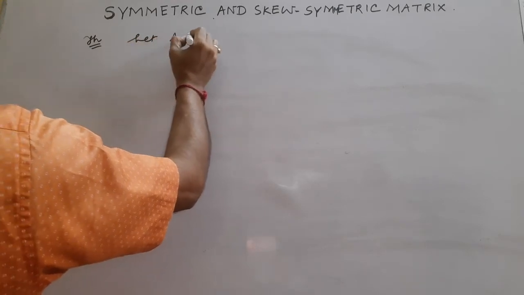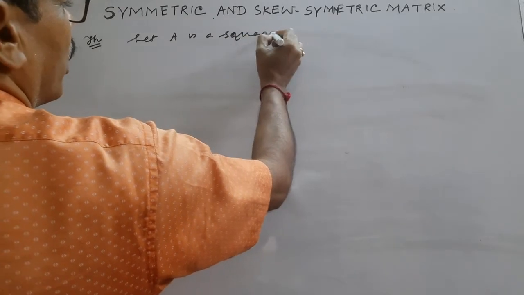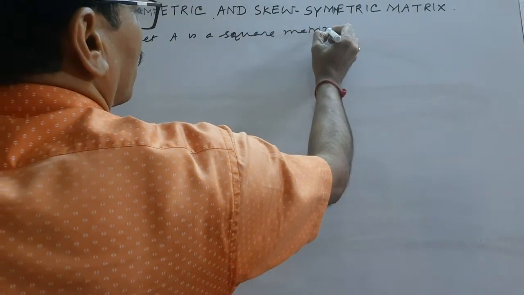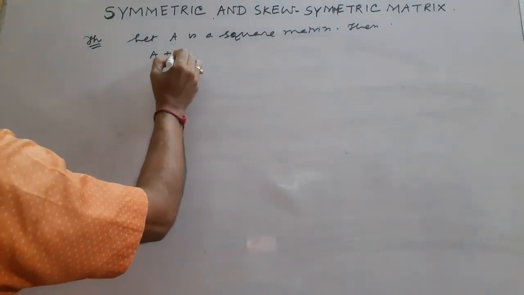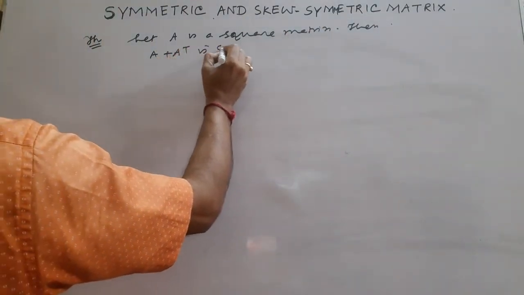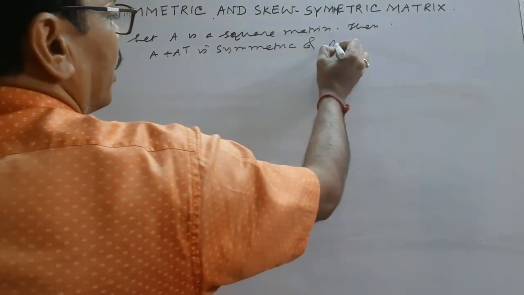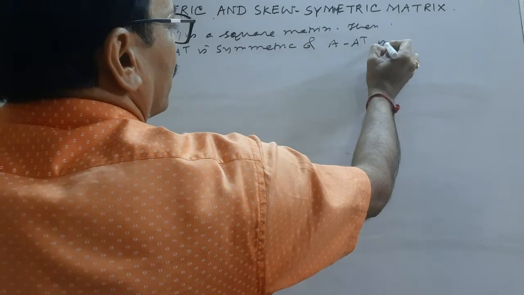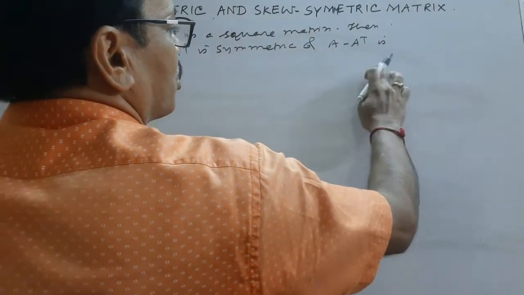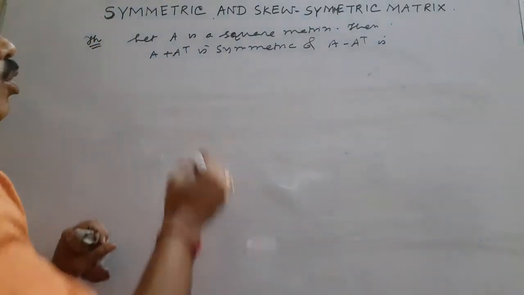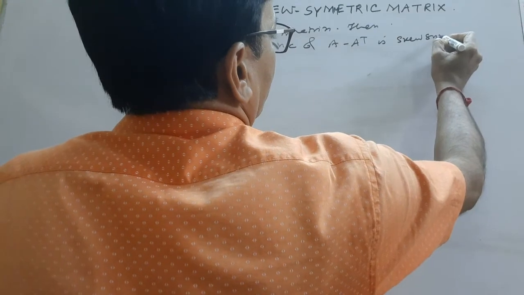Let A be a square matrix. Then A plus A transpose is symmetric and A minus A transpose is skew symmetric. T is for transpose; you can use a dash or bar also.